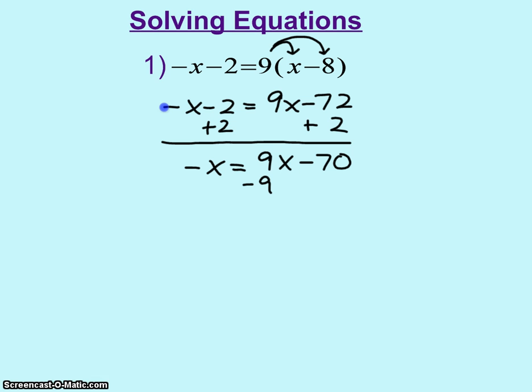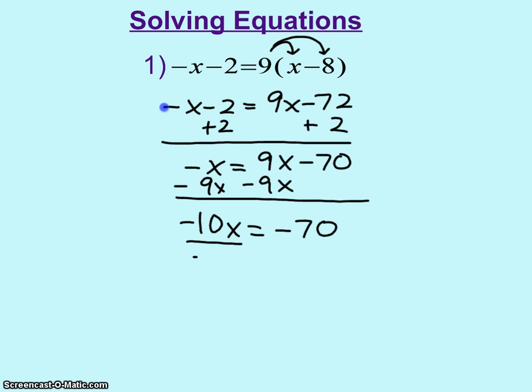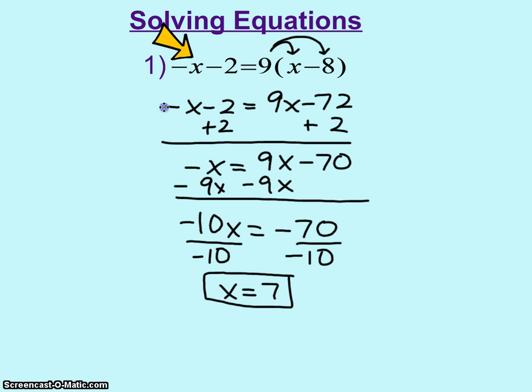Because it's a positive 9x, I'm going to subtract 9x from both sides. As a result, I get negative 10x equals negative 70. Divide both sides by negative 10, and you have x equals positive 7. Now, if you want to be checking your answer, you're going to take that 7 and plug it in here and here for x, and make sure that the left-hand side equals the right-hand side of the equal sign.